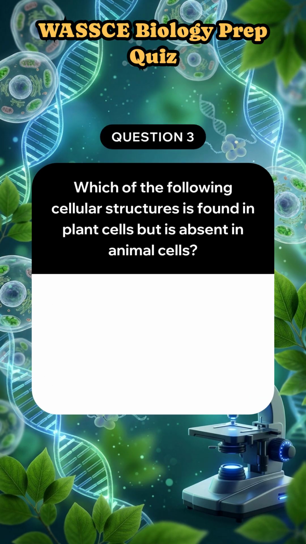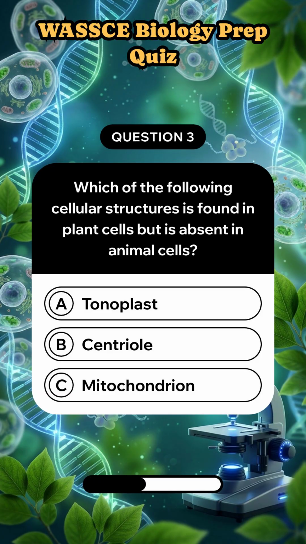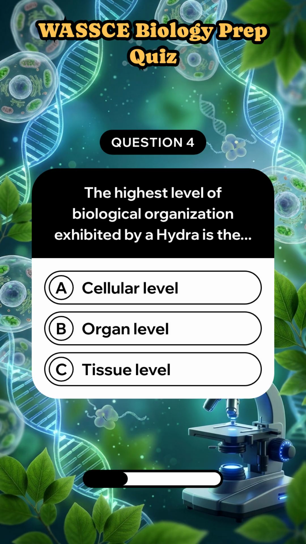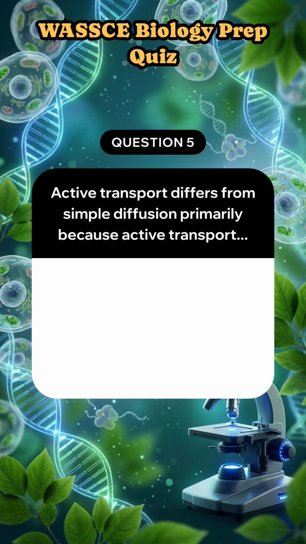Which of the following cellular structures is found in plant cells but is absent in animal cells? The highest level of biological organization exhibited by a hydra is the? Active transport differs from simple diffusion primarily because active transport?